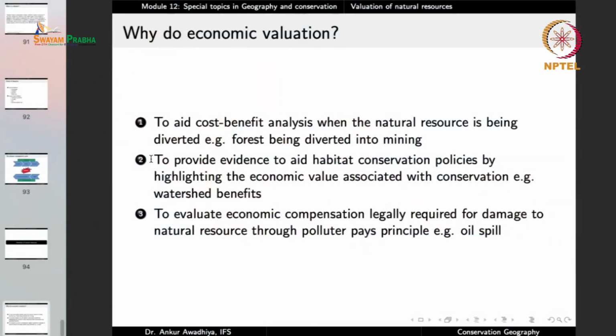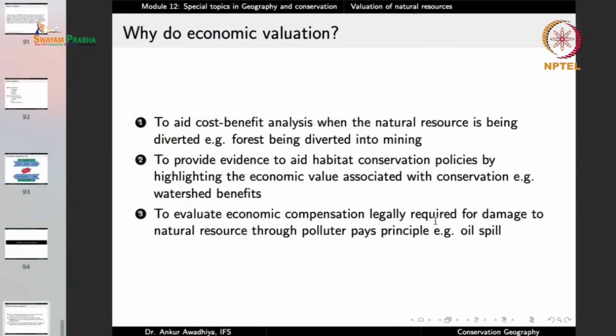Similarly, we need economic valuation to provide evidence to aid habitat conservation policies by highlighting the economic value associated with conservation, such as watershed benefits. So basically, if there is a protected area that is providing us with watershed benefits, we need to know what are the amounts of benefits that this protected area is providing to us, because only then will we be able to justify the continuation of these protected areas.